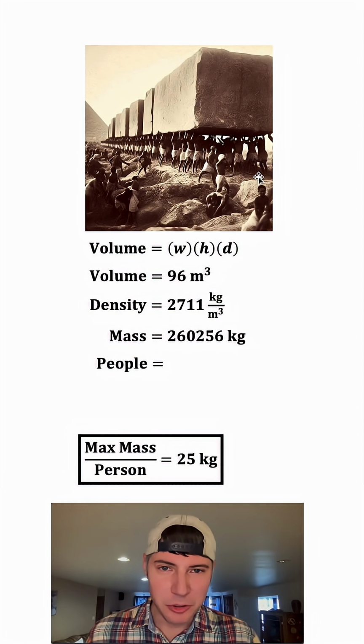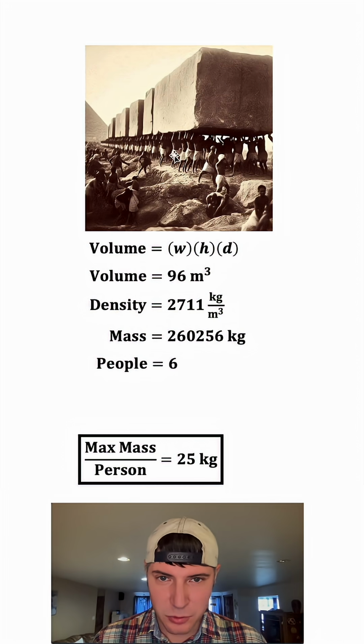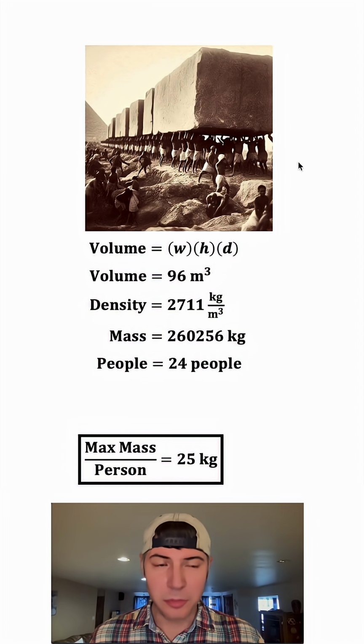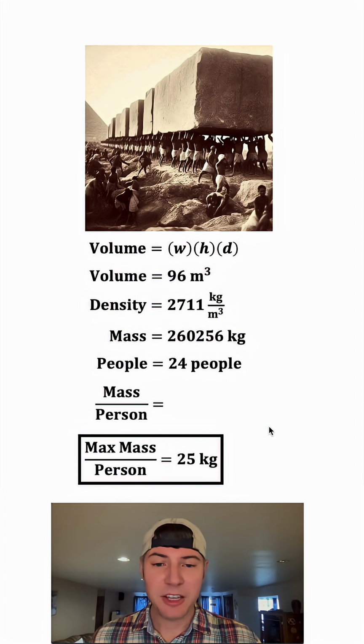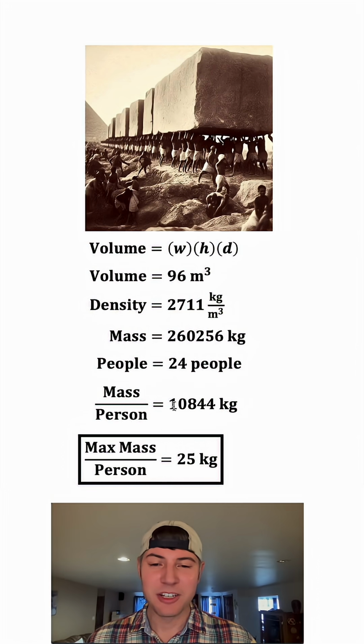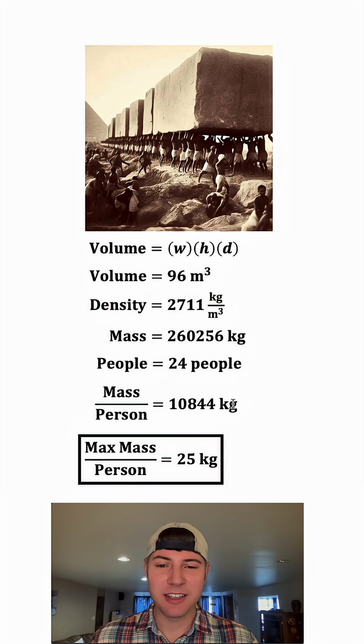Now, how many people do we have under here? Looks like we have 6 rows of guys, and each row is about 4 wide. So that means we have about 24 people lifting this block. So the mass per person is going to be 260,256 kilograms divided by 24, and that's equal to 10,844 kilograms. So that means each of these guys is lifting 10,844 kilograms.